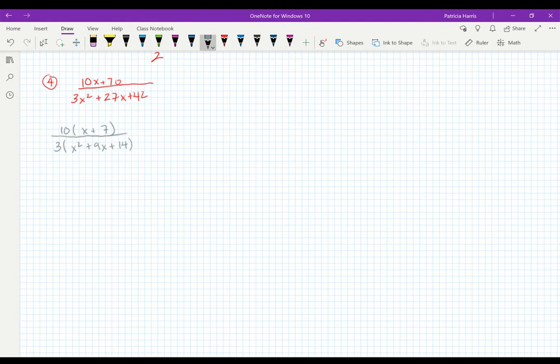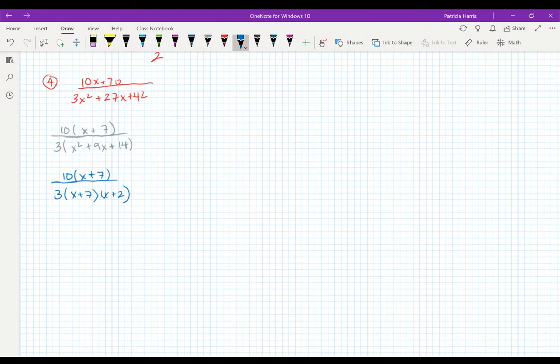Okay, so now I have to ask myself, can I factor even more? The numerator, I can't, but the denominator, I can. Now, depending on how fast you are at factoring, this is either going to be super fast or it's going to take you a super long time. I'm pretty quick, so I'm going to go ahead and factor. So the top stays the same. And then the bottom, I need 2 numbers that multiply to 14 but add to give me 9. That would be plus 7 and plus 2. All right, so I am factored.